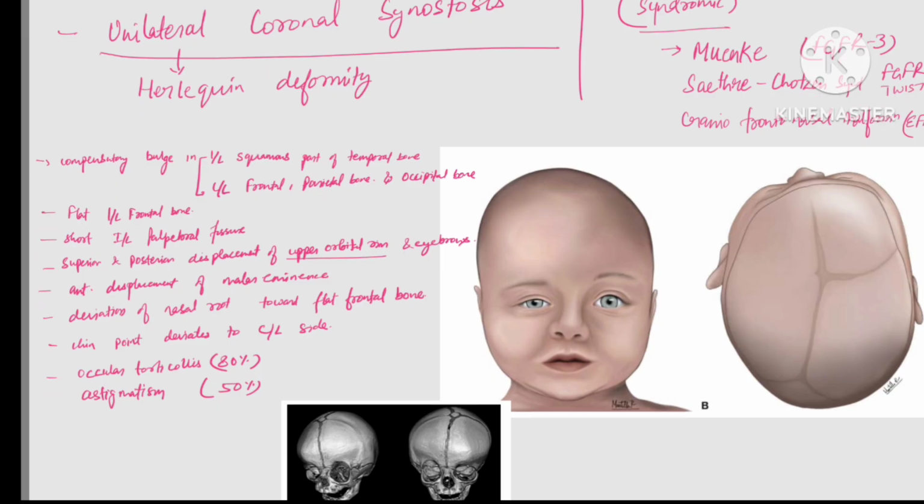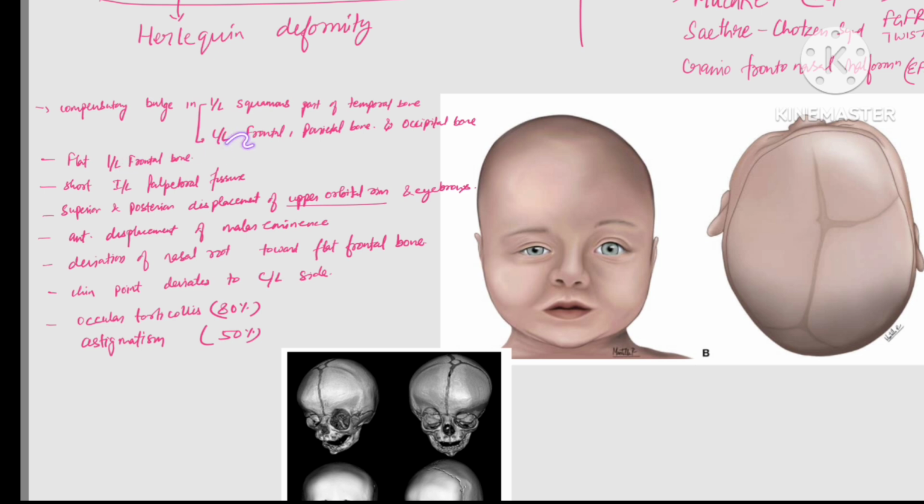The third topic is unilateral coronal synostosis. It leads to harlequin deformity. In harlequin deformity, there is compensatory bulge in the ipsilateral squamous part of the temporal bone. So, in this case, this is the squamous part and there is bulge in the squamous part of the temporal bone.